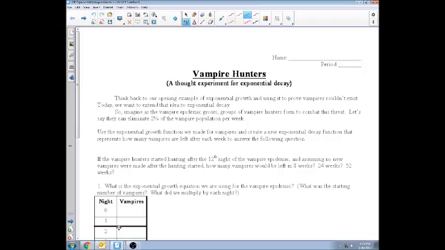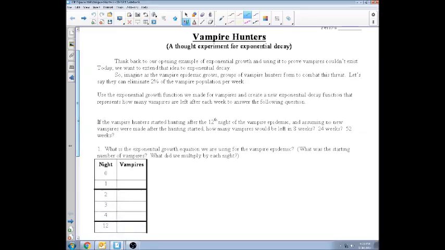So the other day we learned about the vampire epidemic that is going to hit the world, and now we need to find out how we're going to fight back. Let's think back to our opening example of exponential growth and using it to prove vampires couldn't exist. Today we want to extend that idea to exponential decay. So imagine as the vampire epidemic grows, groups of vampire hunters form to combat this threat. Let's say they can eliminate 2% of the vampire population per week.